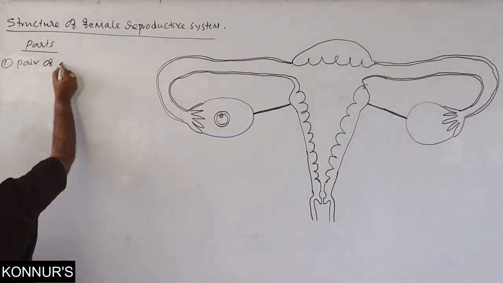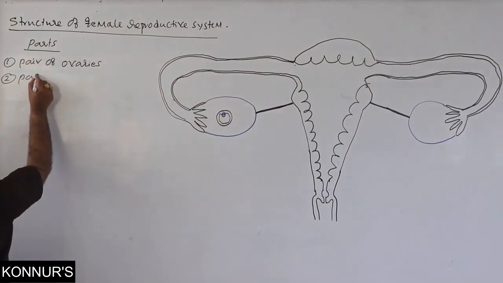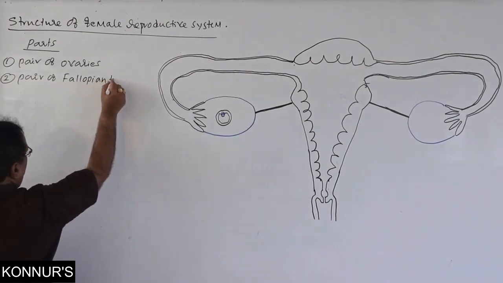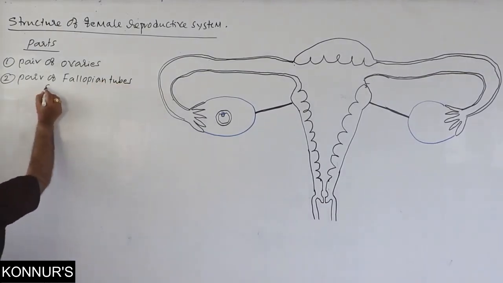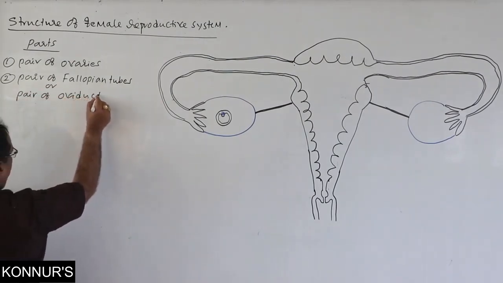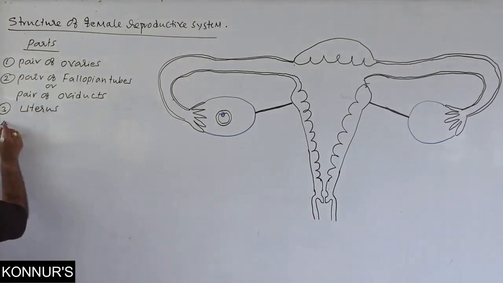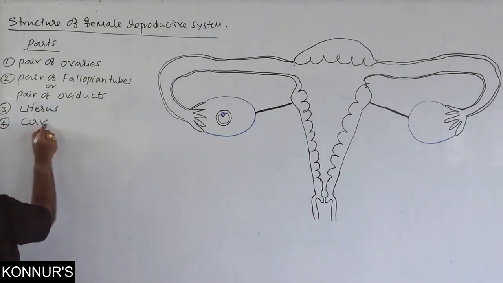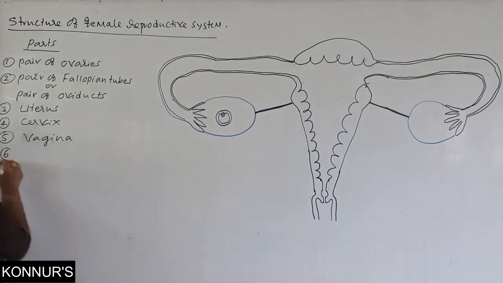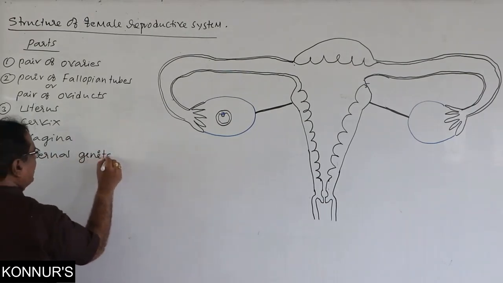A pair of ovaries, a pair of fallopian tubes, or a pair of oviducts, uterus, cervix, vagina, and external genitalia.